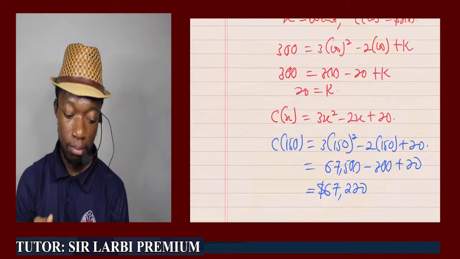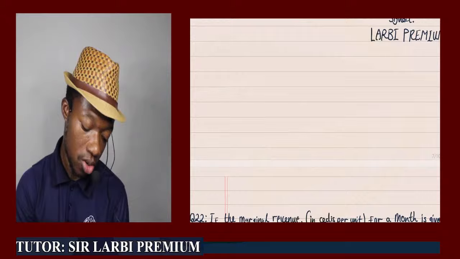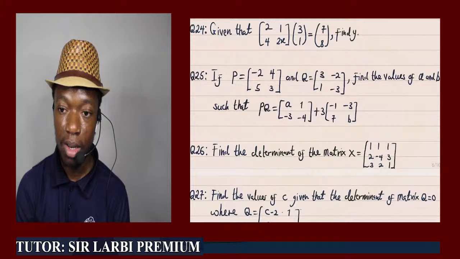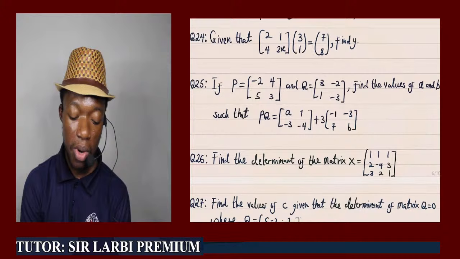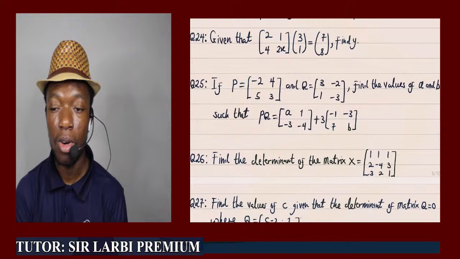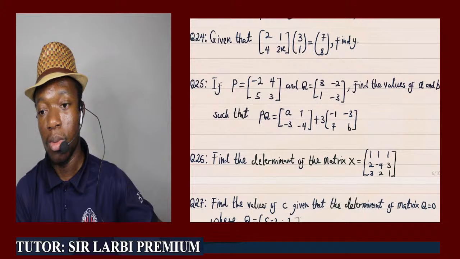Okay, so what was our next question? Question number 24. Now we are into matrix, a bit of matrix. You have been given this matrix, given that 2, 1, 4, 2x multiplying 3, 1 is equal to 7, 8. Find the value of y. So how do you find that?